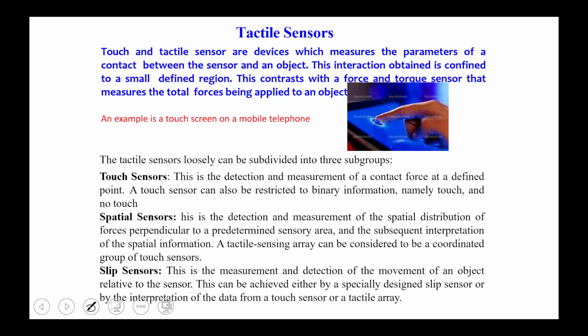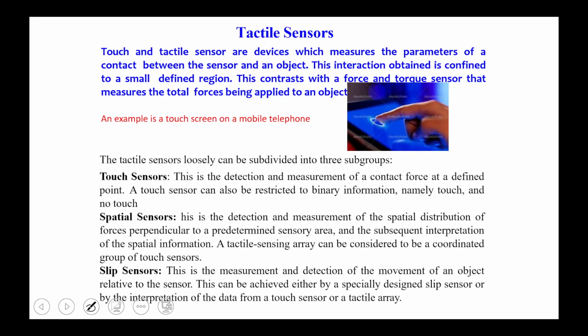Touch and tactile sensors are devices which measure the parameters of the contact between the sensor and an object. When we touch, what is the change in resistance due to the contact between the screen and our finger? It will be measured by the touch and tactile sensors.